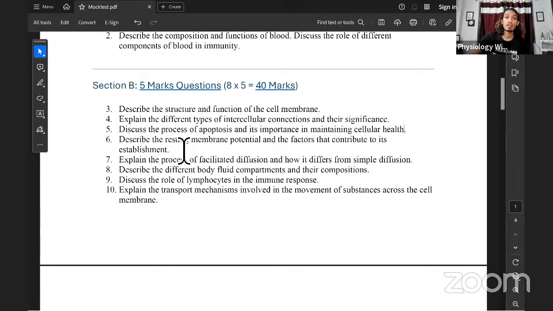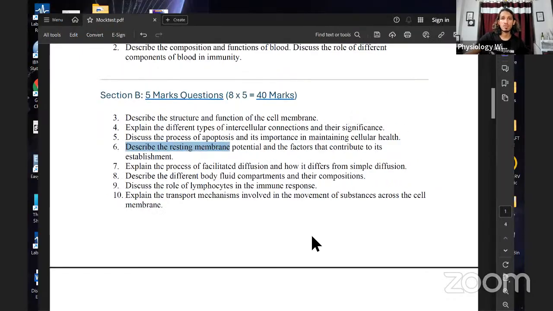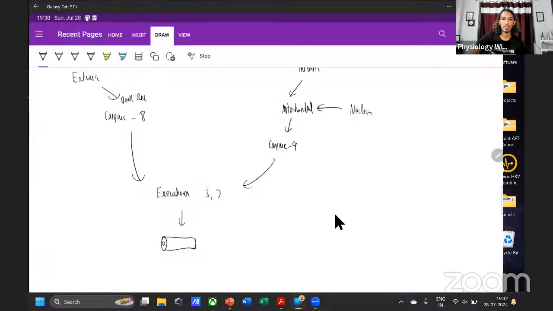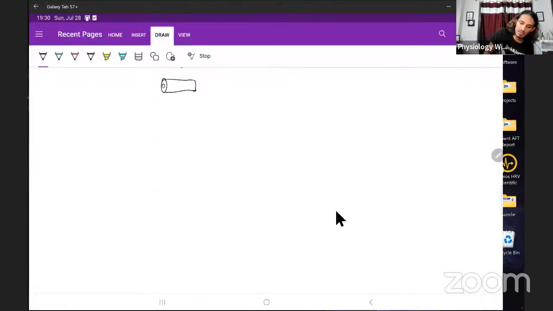Next, describe the resting membrane potential and the factors that contribute to its establishment. Here, you first talk about what resting membrane potential is, and give its normal values. As I was explaining earlier, minus 70 for neurons, minus 90 for skeletal and cardiac muscle, and in smooth muscles it is around minus 55. It's the undulating type. So all of that you talk about for RMP.